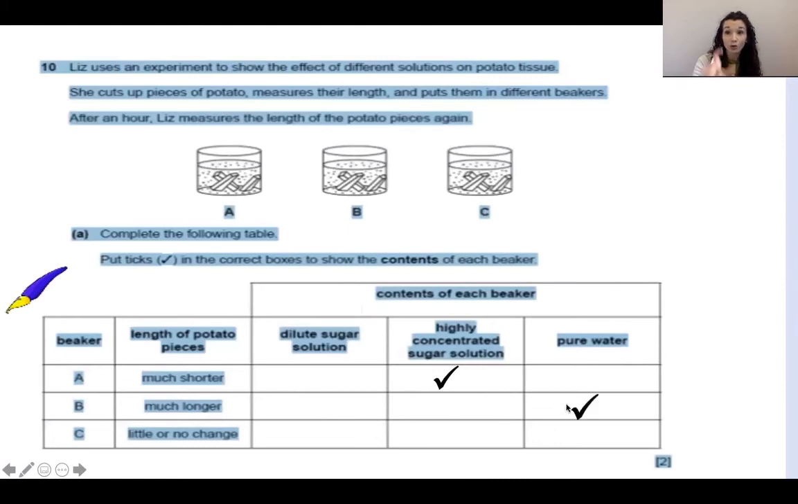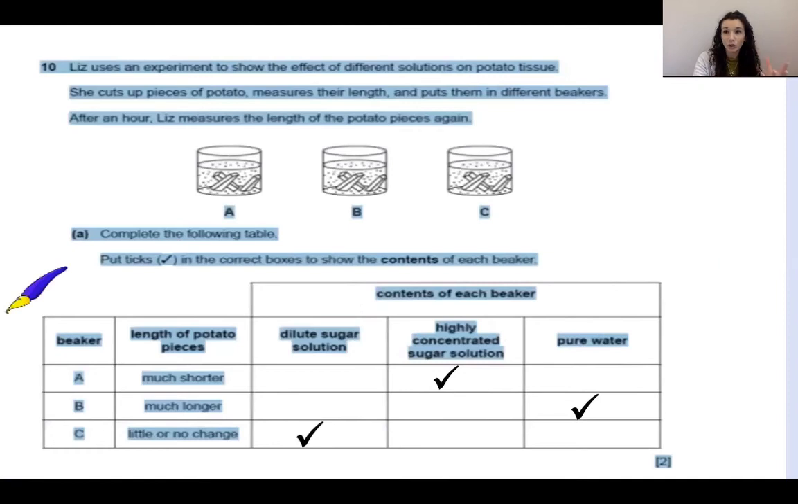In the pure water, the opposite would happen. So you have your piece of potato. You would expect to see water moving into the potato by osmosis because there would be a higher concentration of water molecules in that pure water than there are inside the potato. So water would move into the potato and it would grow longer.